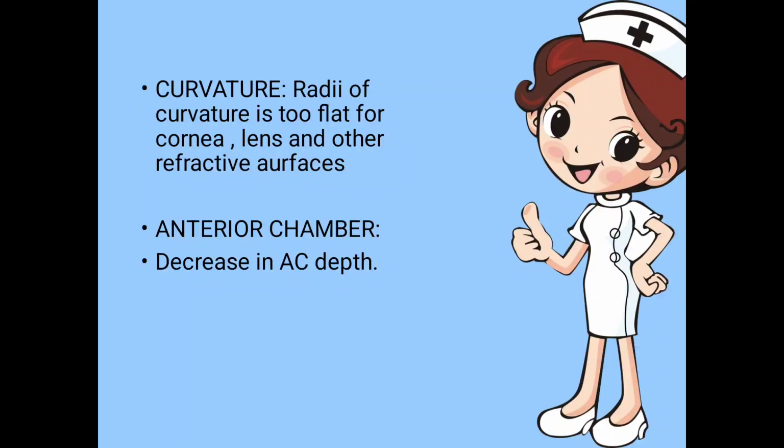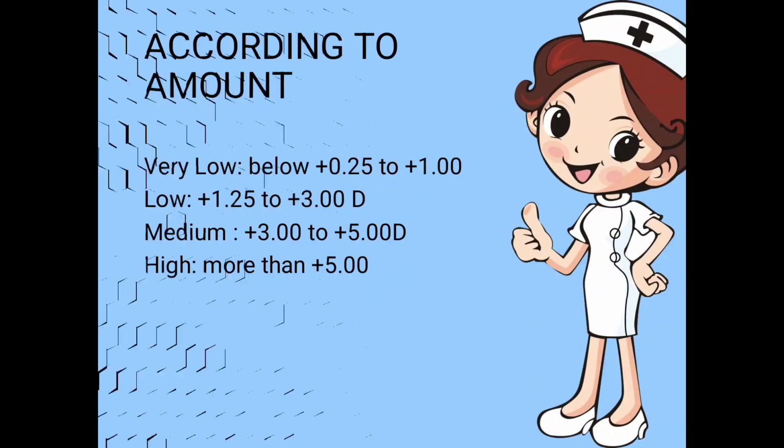Next one is anterior chamber depth. Here there is a decrease in the anterior chamber depth. The AC begins from the last layer of the cornea to the starting layer of the lens. The last layer of the cornea is the endothelium. From the endothelium to the anterior capsule of the lens, it is the AC depth. So in this case, the AC depth decreases. Normal AC depth is 3 to 4 mm, so it becomes less in the case of hyperopic patients.